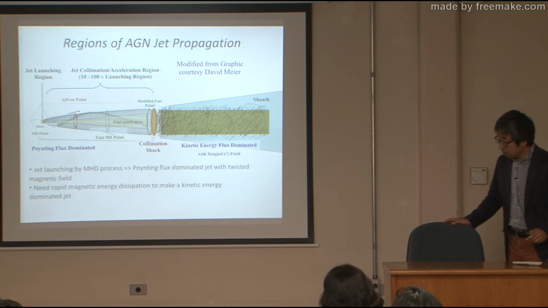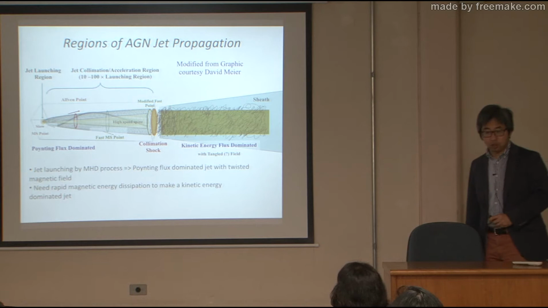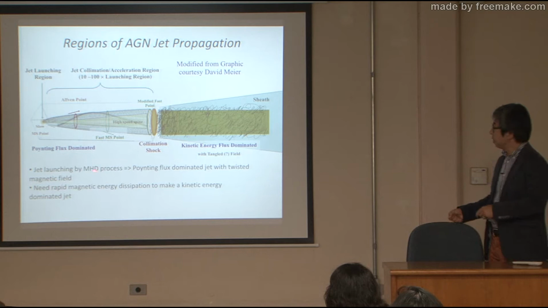So this is one schematic picture of the current understanding of the relativistic jet. For the relativistic jet, I think there are two big different regions. One is a Poynting flux dominated region, and after that it becomes a kinetic energy flux dominated region. Recently, jet formation theory prefers that the jet is made by magnetic energy domination. So a jet launched by the electromagnetic process is a Poynting flux dominated jet with a twisted magnetic field. But in observation, we still see that the jet is almost kinetic energy flux dominated, so the magnetic energy becomes very, very weak.